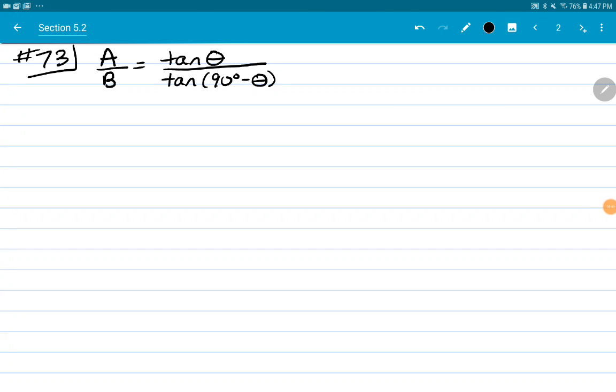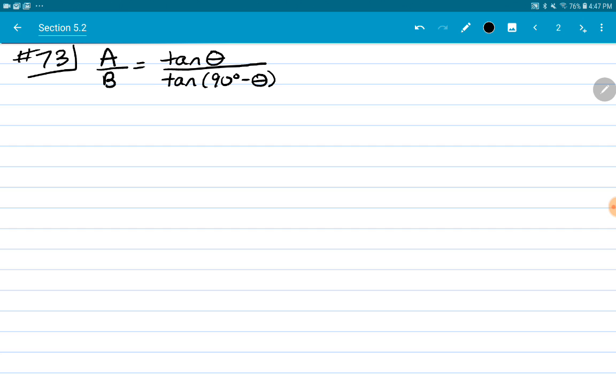In number 73 from section 5.2, it's a word problem on art and mathematics. It says, when working in 2-point geometric perspective, artists must scale their work to fit on the paper or canvas they are using. In doing so, they use this equation, a over b equals tangent of theta divided by tangent of 90 degrees minus theta.